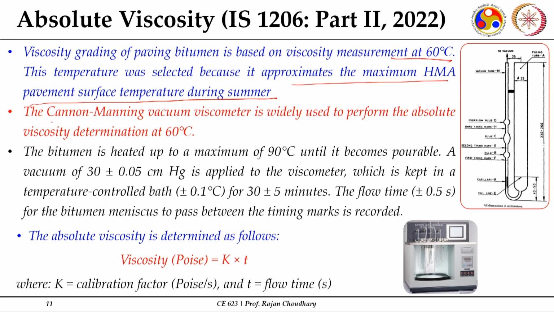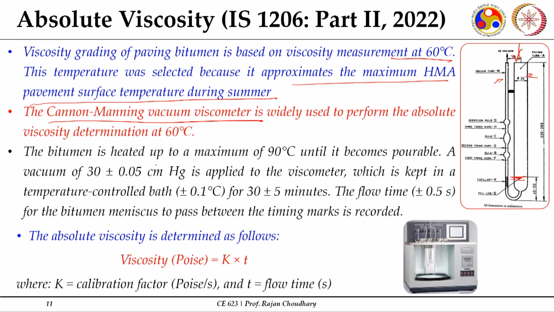The Cannon-Manning vacuum viscometer, as I said, is the widely used capillary viscometer for determination of absolute viscosity. You can see this is a smaller mouth, this is a bigger mouth, this is a Cannon-Manning capillary viscometer tube. You will pour the bitumen in the wider mouth, and once it is poured, you can see this is the mark which you have. Thereafter you will apply a standard vacuum on this other end.